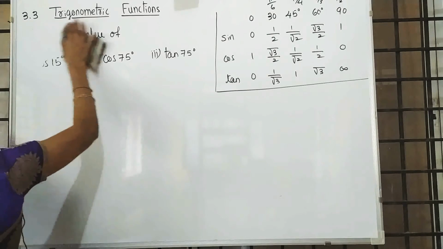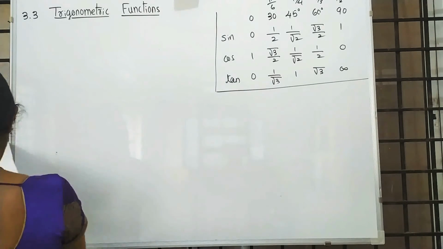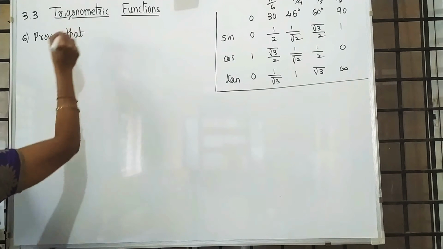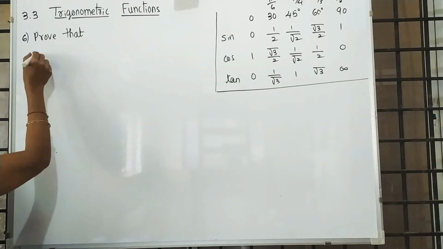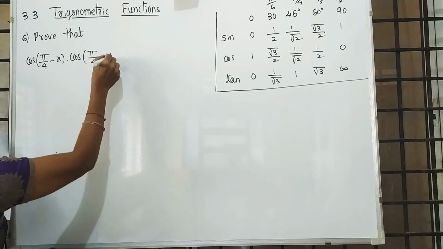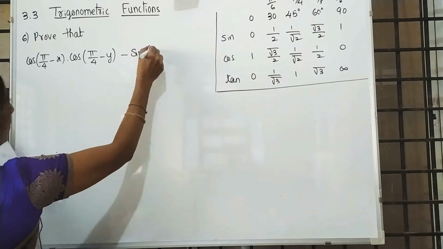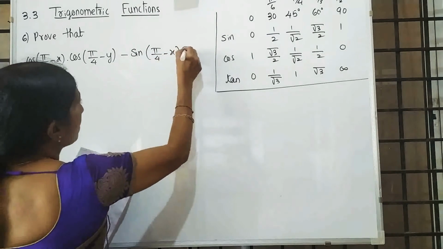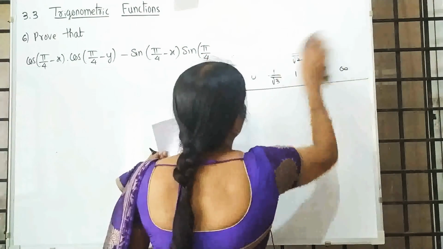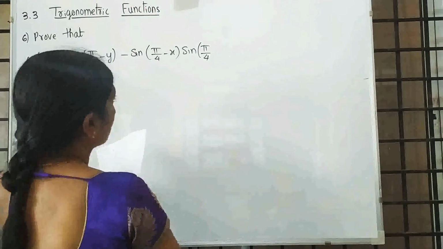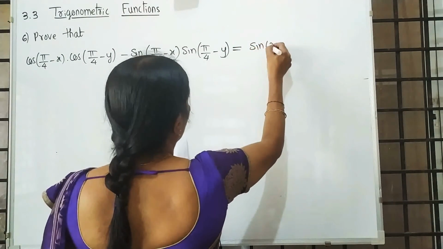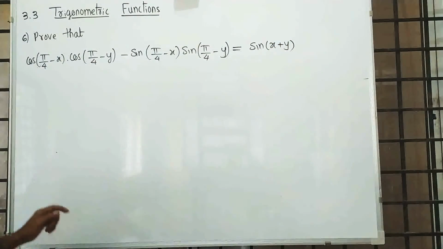Now moving to the next, sixth question. Prove the following: cos(pi by 4 minus x) into cos(pi by 4 minus y) minus sin(pi by 4 minus x) into sin(pi by 4 minus y) is equal to sin of x plus y. So again same, write down the LHS.